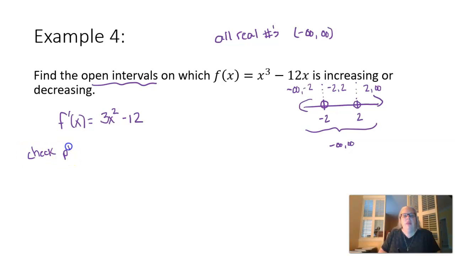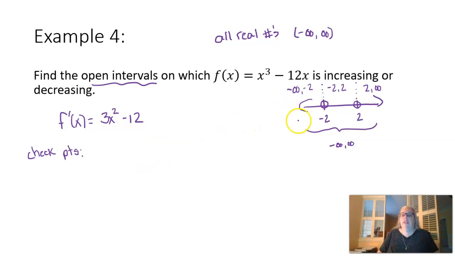And remember, I have to pick one from each interval, which means I'm going to have one back here in the interval from negative infinity to negative 2. And then I'm going to need one in here from negative 2 to positive 2. And I'm going to need one here from 2 to positive infinity. And that's going to tell me for each interval whether my function is going to be increasing or decreasing.